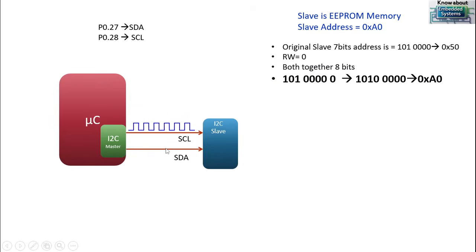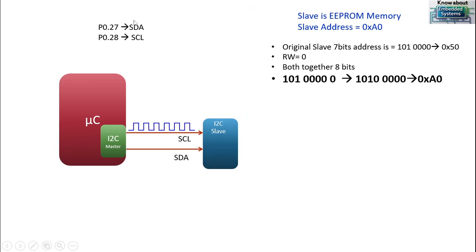So coming to the interfacing diagram. This is an interfacing diagram of your I2C protocol. On one end, we'll have a microcontroller, and this is your slave. The slave here, what I'm considering, is an EEPROM slave. Here you can see the slave is an EEPROM memory, which has a slave address of A0. So one side we have a microcontroller acting as I2C master, and on the other end I have the I2C slave, which is an EEPROM memory with a slave address of A0.